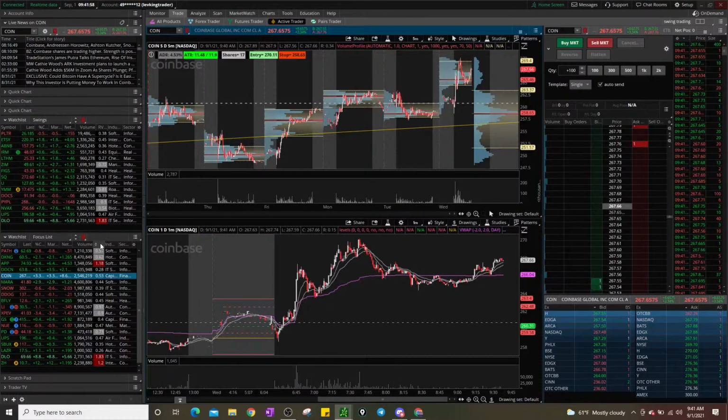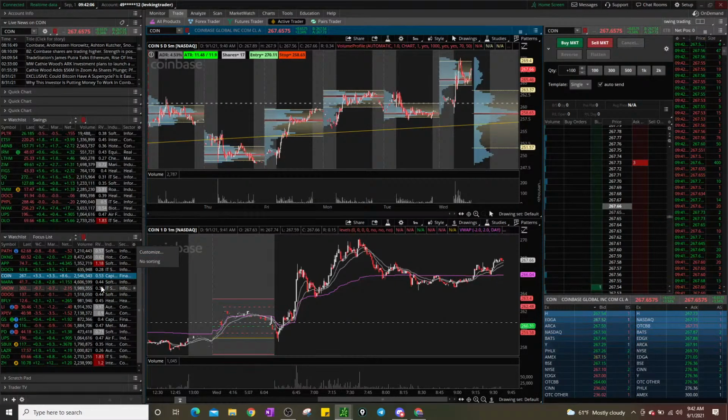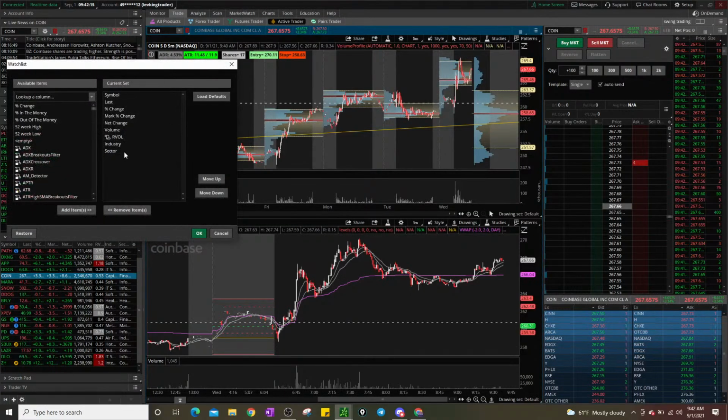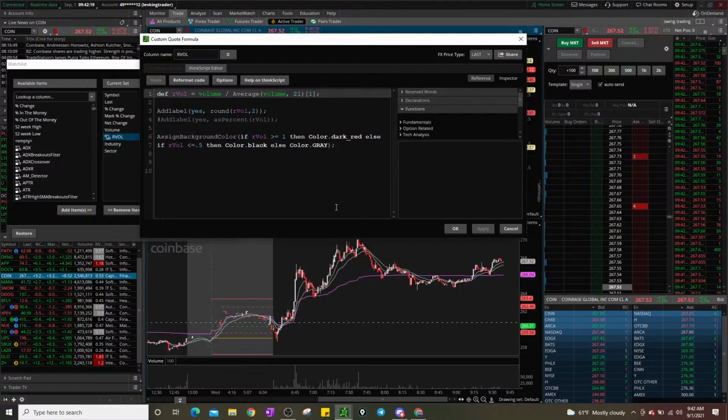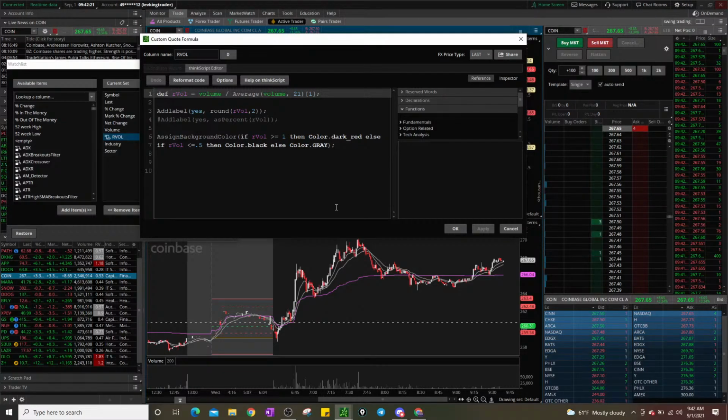Here I use RVOL. As you can see, when it's black like this, the relative volume is kind of low. The gray is some interest going on. The red, the stock is in play a lot. There's a lot of volume going on. Let me show you. Here's the code for that, RVOL. You can copy and paste.